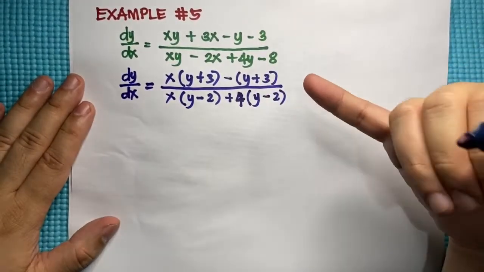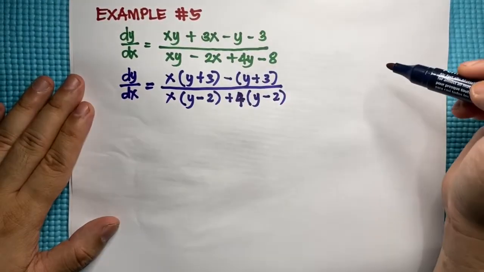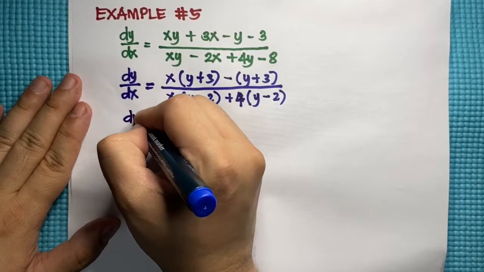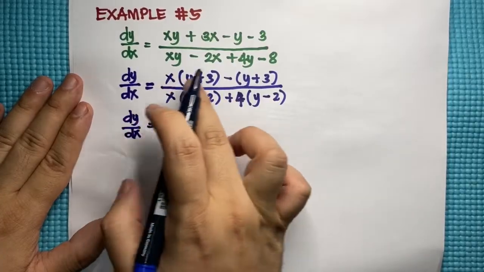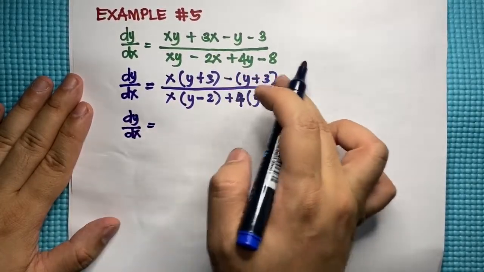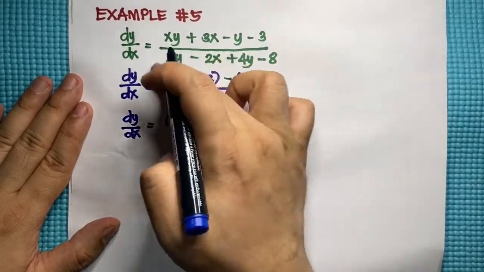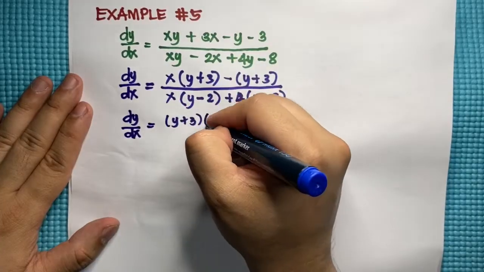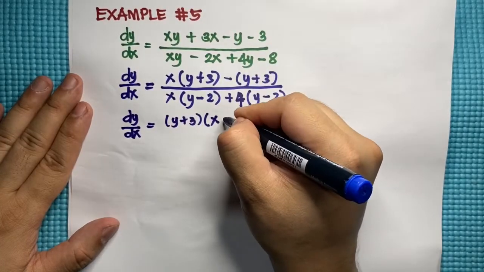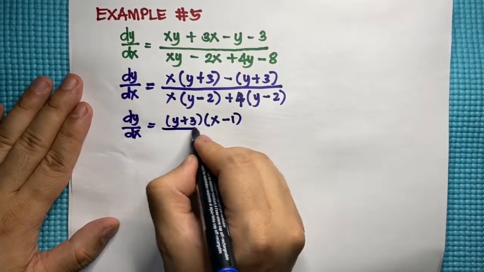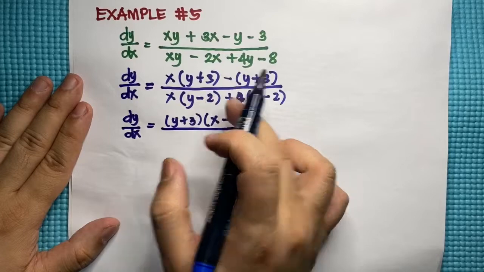So again, at this point, we could still not separate the variables x and y. So we can further factor this out. Using the method of grouping, you can see we only have two terms, the first term and the second term. And what is common on both terms would be y plus 3. So this term divided with y plus 3 leaves us an x, and negative y plus 3 divided with y plus 3 leaves us a negative 1. Divided with, on the denominator, what is common again on both terms would be y minus 2.